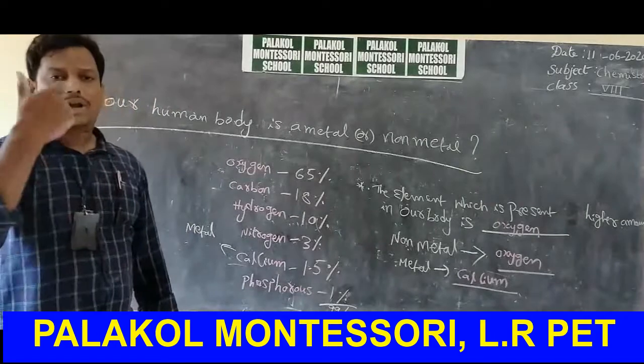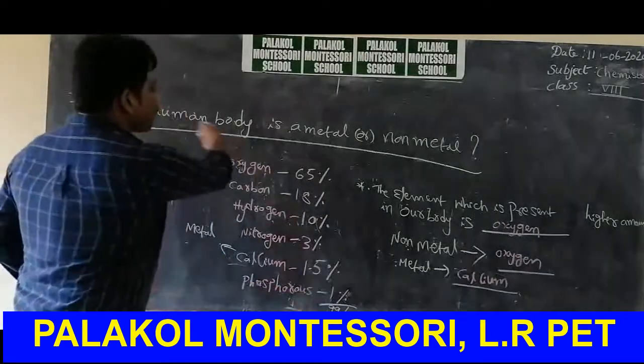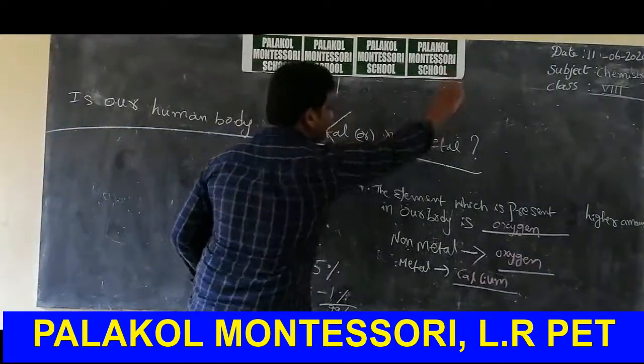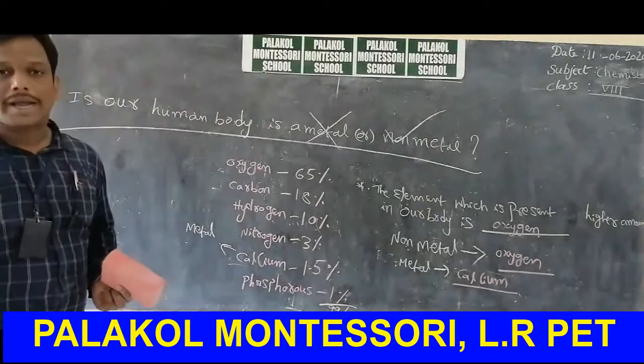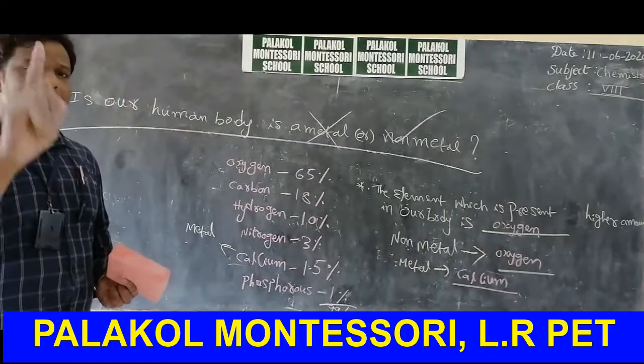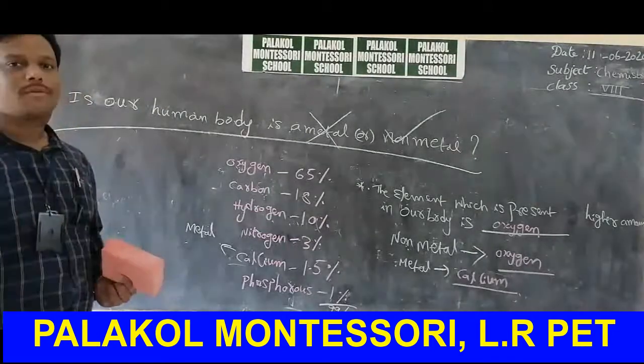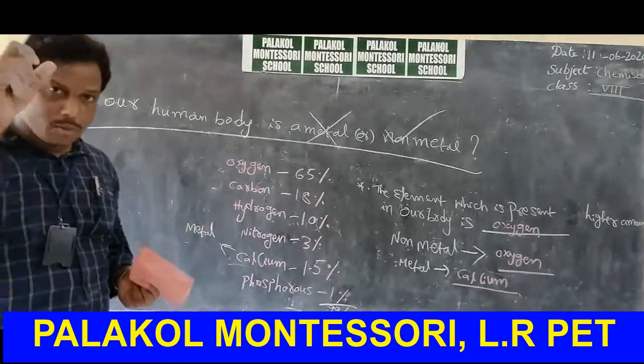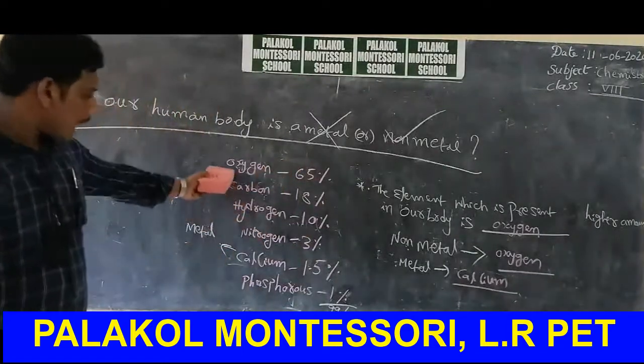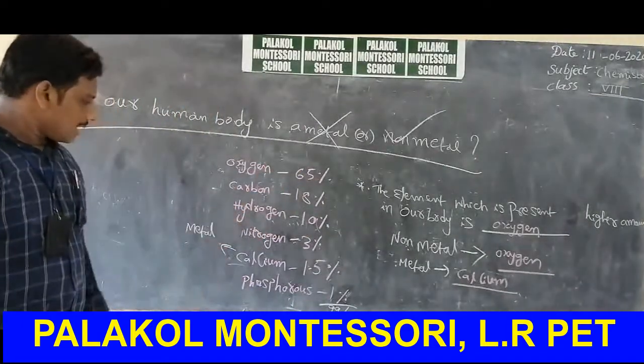That means our human body is a non-metal. Very important bit. Our human body is a non-metal because the majority of the elements present in our body are non-metals. Those are oxygen, carbon, hydrogen, nitrogen, phosphorus.